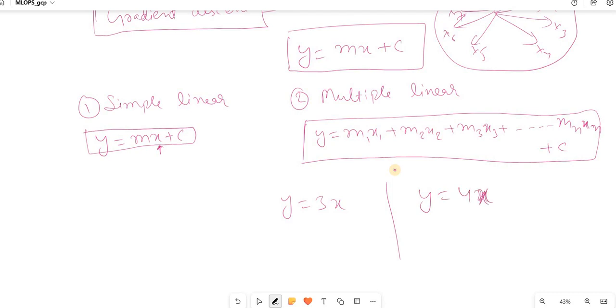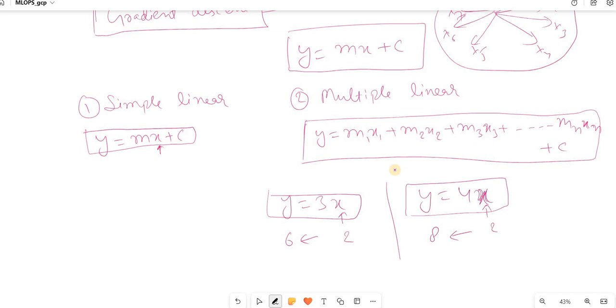So if here I change the value of x to 2, and here also I change it to 2, what will the value of y be here? Here the value of y will be 8, but here the value of y is 6. So what does that mean? From that we can conclude that in this case the value of x is affecting y more. But in this case, the same value of x affects y less.